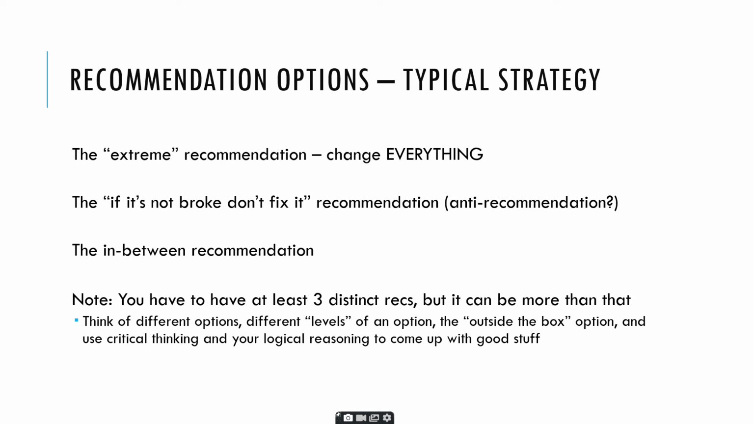And then there's always the one that's in between. What's something that would be less extreme, but would be moving towards the goal of staying relevant and innovating and all that. And as I say in the note down there, you have to have at least 3 distinct recommendations, but you can also have much more than that if you want to. So I encourage you to think of vastly different options. Also think of different levels of an option. So you might have the extreme recommendation, the slightly extreme recommendation, the good logical recommendation, the weak recommendation, the no recommendation. So within that you could potentially have something more like 5 recommendations.